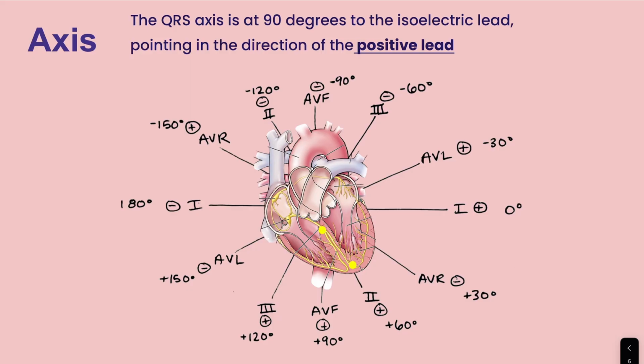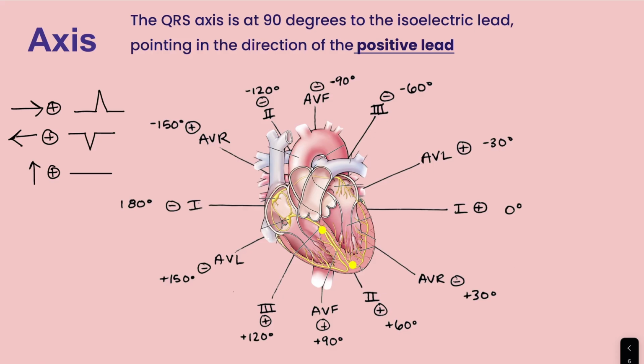Now, the QRS axis, we can find that by going 90 degrees from the isoelectric lead, which is going to point in the direction then of the positive lead like we talked about. So remember, if we are going towards a positive electrode, we should get a positive deflection. If we are going away from a positive electrode, we should get a negative deflection. But if we're going perpendicular to a positive electrode, that's when we get our isoelectric line.